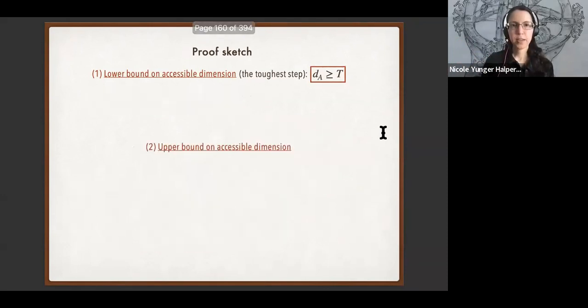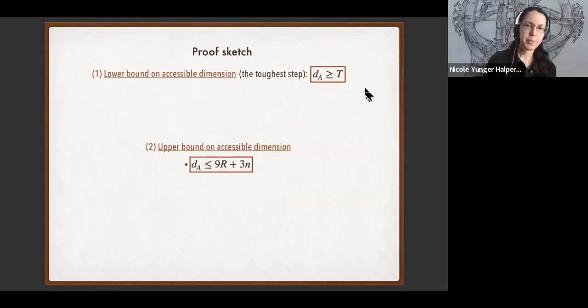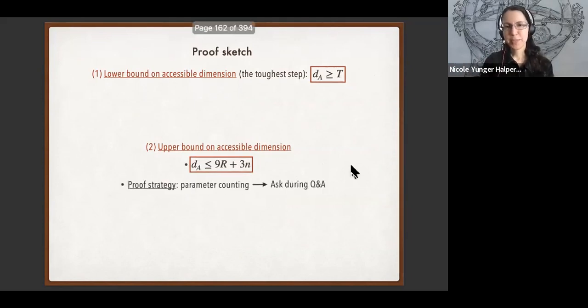After proving, or in addition to proving a lower bound on the accessible dimension, we prove an upper bound on the accessible dimension. The accessible dimension turns out to be upper bounded by 9 times the total number of gates plus 3 times the number of qubits. This proof is simpler, but it still requires some thought. It's based on a parameter counting argument. Feel free to ask about that during the question and answer session.